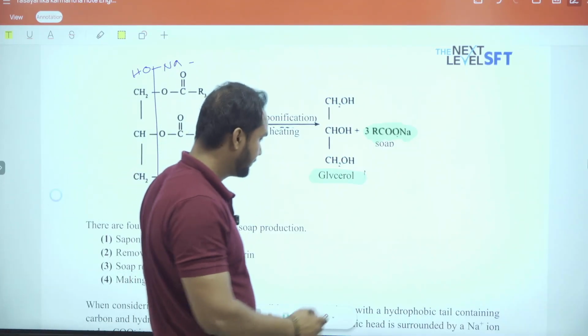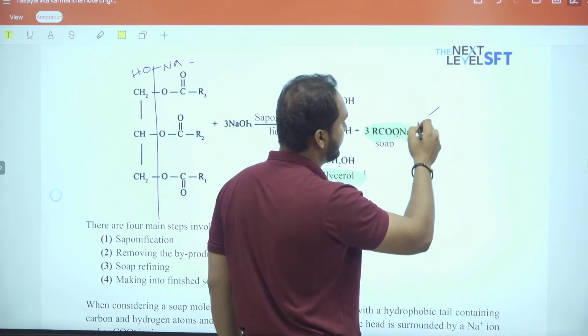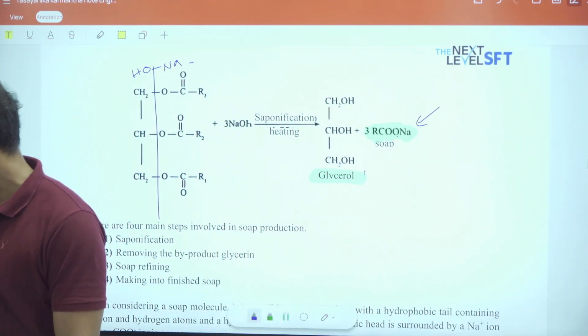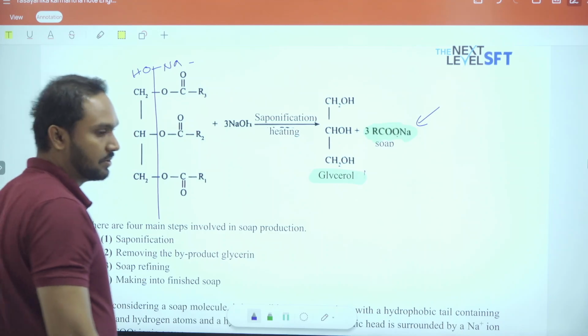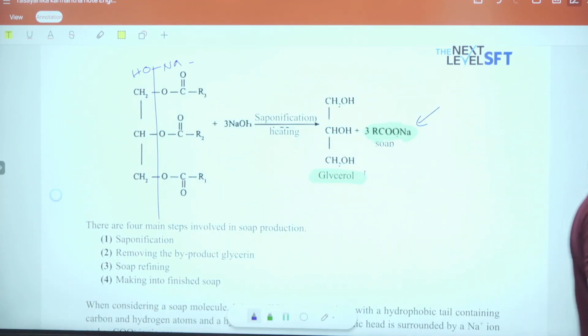Shall we write it? Sodium salts of long chain fatty acids.